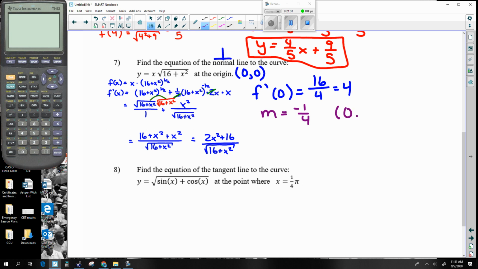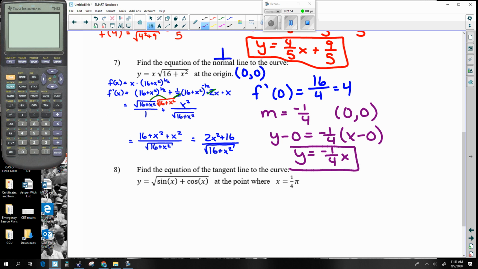And that still goes through the point (0, 0). So that will be the slope of my normal line, and that'll help me find the equation of my normal line. So y minus y1 is equal to m times x minus x1. A bunch of stuff drops, one thing doesn't, and that's the negative 1/4 x.